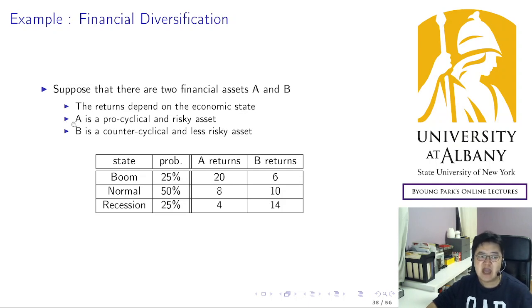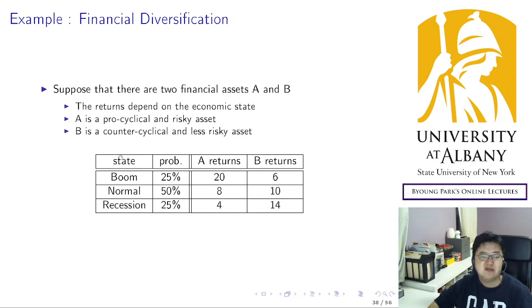So asset A is a pro-cyclical and risky asset. It is called pro-cyclical because its return increases when the market state is in boom. So if everything else goes up, then A goes up together. It moves together with the market. It goes down when in recession. So in that sense, it's pro-cyclical. And it's risky. That means the best output and the minimum output have a huge difference.